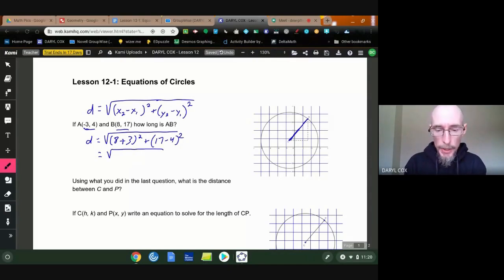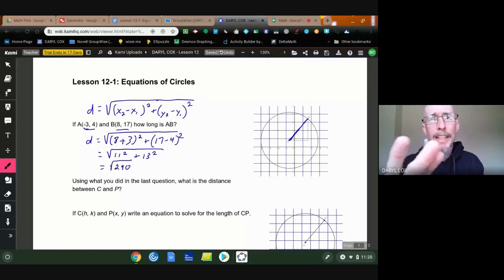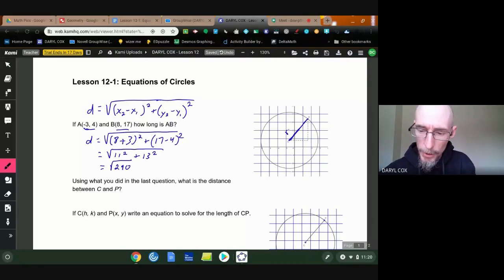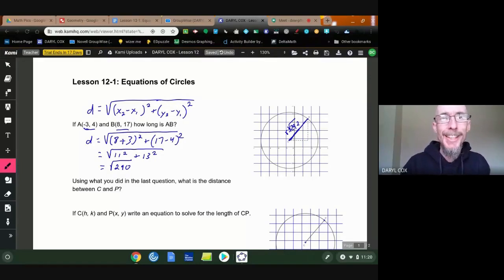So 8 and 3 is 11. 17 minus 4 is 13. We're going to square that. So that's 121 and 169. And I went ahead and did the arithmetic a little earlier and found that to be square root of 290. So I'm just going to leave that there for now because that is how big this radius is. Square root of 290. So instead of calling that d for distance, I could call that r for the radius of the circle. We now found the length of the radius of that circle.